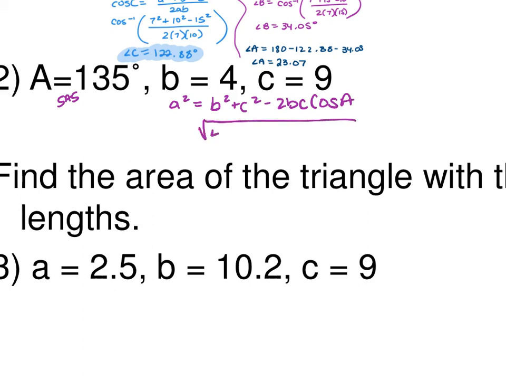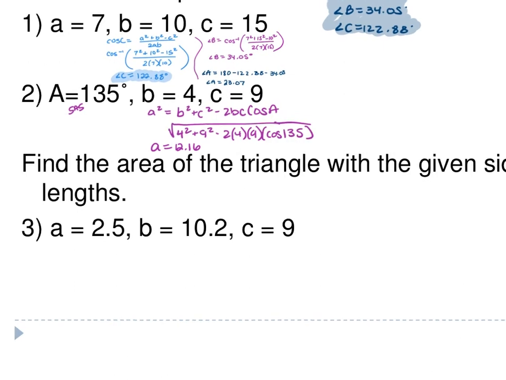So I can do the square root of 4 squared plus 9 squared minus 2 times 4 times 9 times the cosine of 135. And I can do that all in one step. I don't have to stress about the parentheses this time because order of operations follows the flow of what my calculator is getting typed. And I'd get A is 12.16.